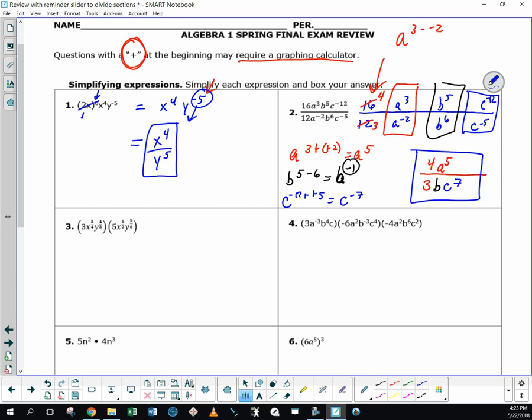Taking a look at the next problem, problem number 3, again, number by number, letter by letter. So I'm going to put my numbers together. I'm going to put my exponents together, my same variables together.